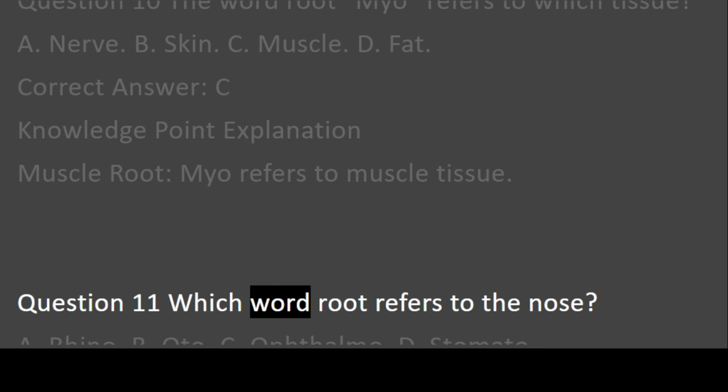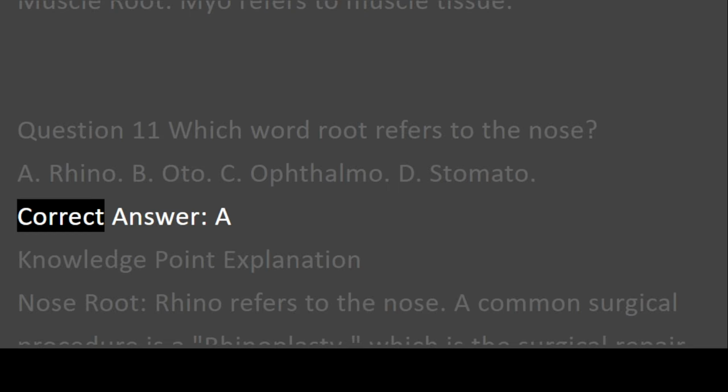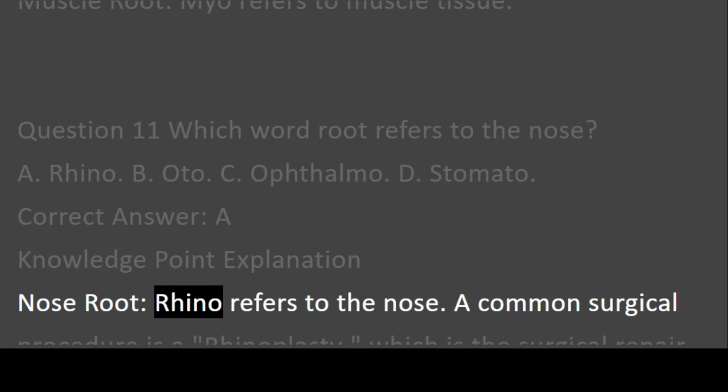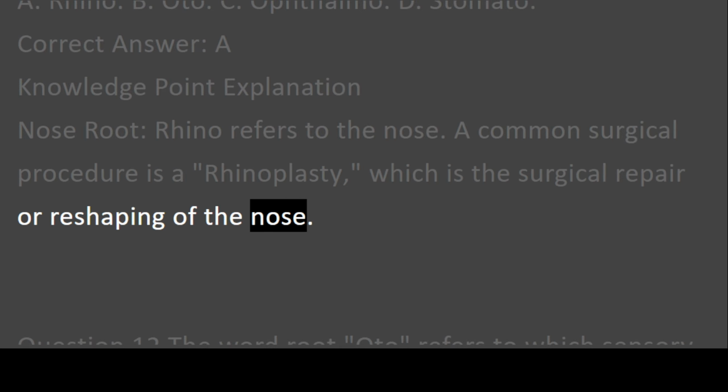Question 11. Which word root refers to the nose? A. Rhino. B. Oto. C. Ophthalmo. D. Stomato. Correct answer, A. Knowledge point explanation. Nose root, rhino refers to the nose. A common surgical procedure is a rhinoplasty, which is the surgical repair or reshaping of the nose.